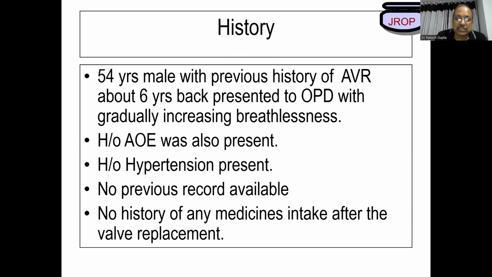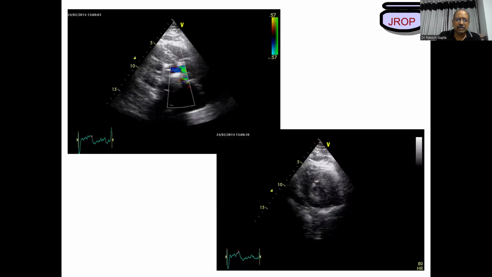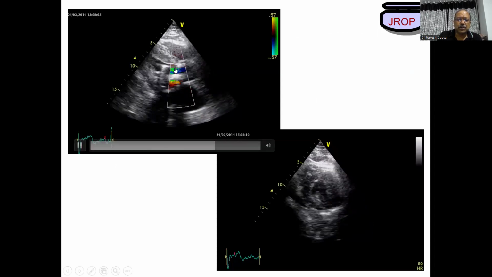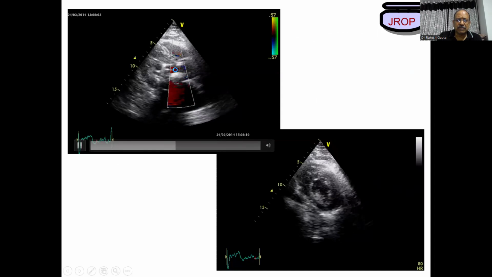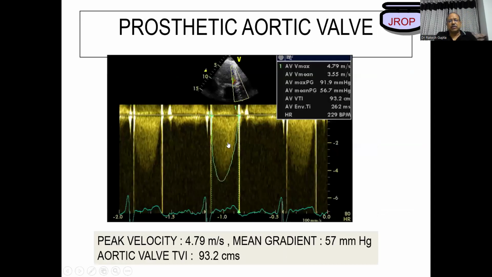Another one, a 54-year-old male with a history of aortic valve replacement 6 years back and gradually increasing breathlessness over a period of time. When we looked at it, obviously we had LVH and a systolic murmur in the aortic valve area. Look at the left ventricular hypertrophy. Then look at the turbulence across the aortic valve. We tried to calculate the LVOT diameter, that was 21, with a prosthetic valve at the aortic valve level.